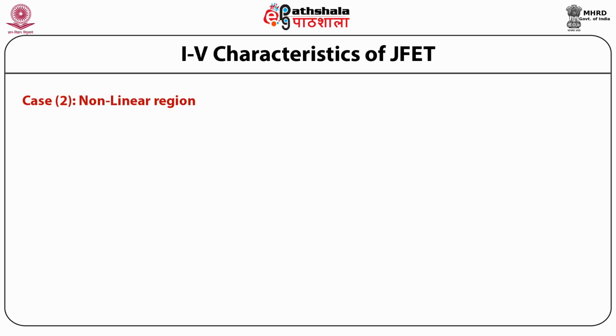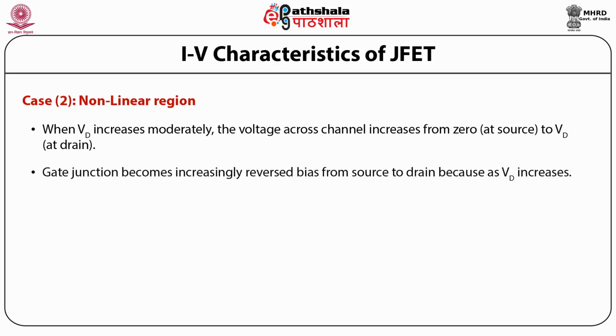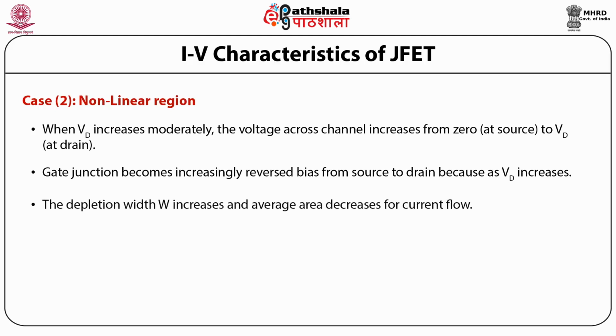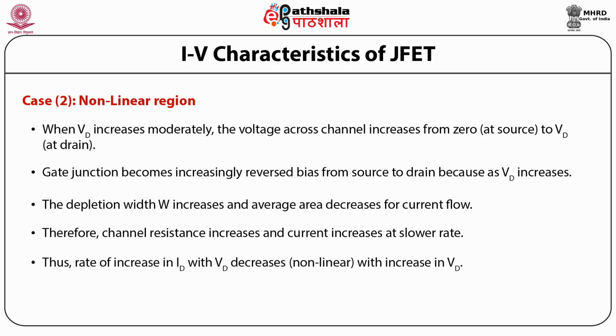So case 2 is the nonlinear region. When Vd increases moderately, the voltage across the channel increases from 0 at the source to Vd at the drain. The gate junction becomes increasingly reverse biased from source to drain because as Vd increases, the depletion width W increases and the average area available for the current flow decreases. Therefore, channel resistance increases and current increases at a slower rate. Thus, the rate of increase in Id with Vd is nonlinear.